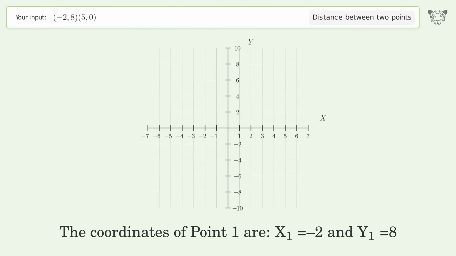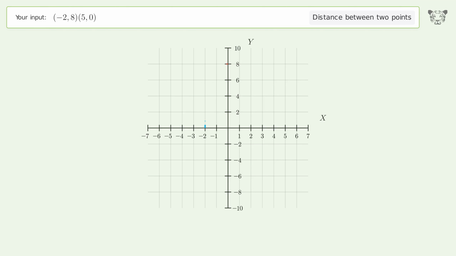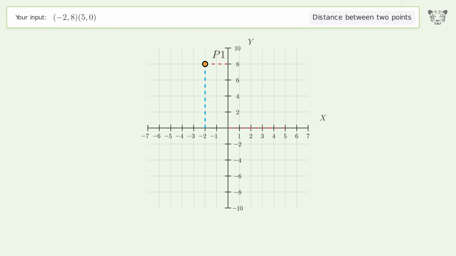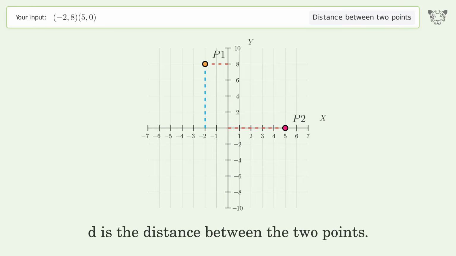The coordinates of point 1 are x1 equals -2 and y1 equals 8. The coordinates of point 2 are x2 equals 5 and y2 equals 0. D is the distance between the 2 points.